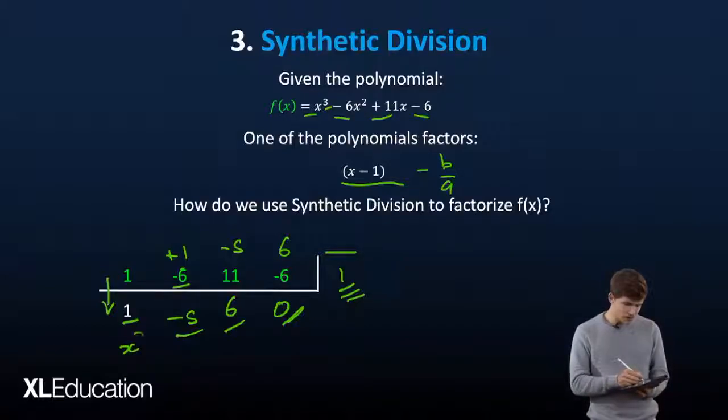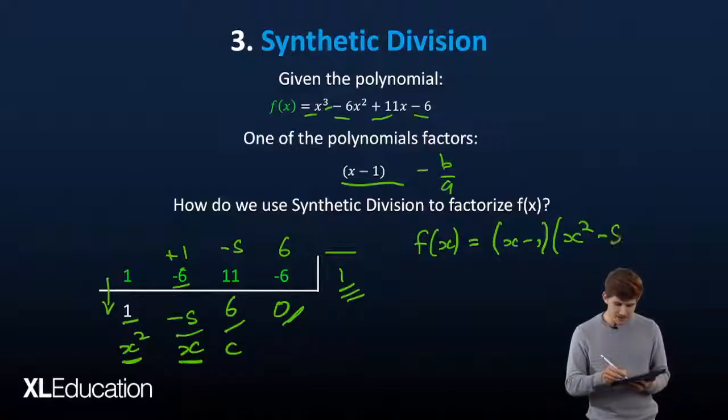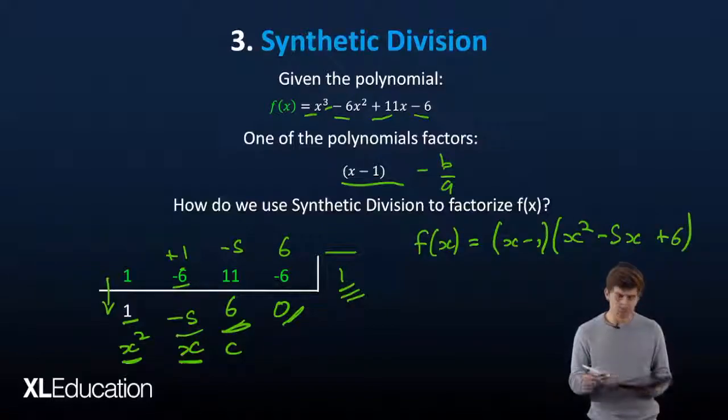This is the x squared term. This is the x, and this is the constant. So let's quickly rewrite this in terms of f of x. So f of x equals x minus 1 times, this is your x squared value, this is your x value, so it's minus 5x, and then here's your plus 6. And bang, there's your first factor.